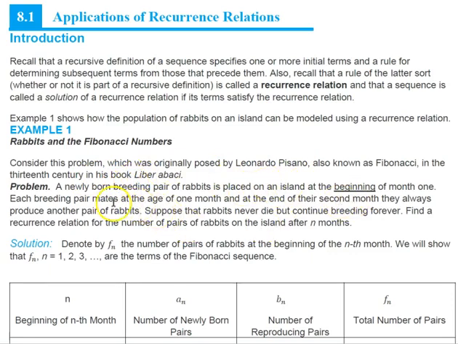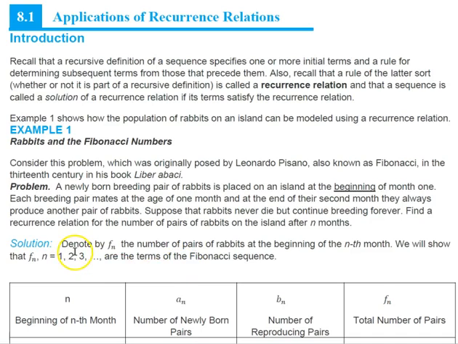A newly born breeding pair of rabbits is placed on an island at the beginning of month 1. Each breeding pair mates at the age of 1 month, and at the end of their second month they always produce another pair of rabbits. Suppose that rabbits never die but continue breeding forever. Find the recurrence relation for the number of pairs of rabbits on the island after n months.